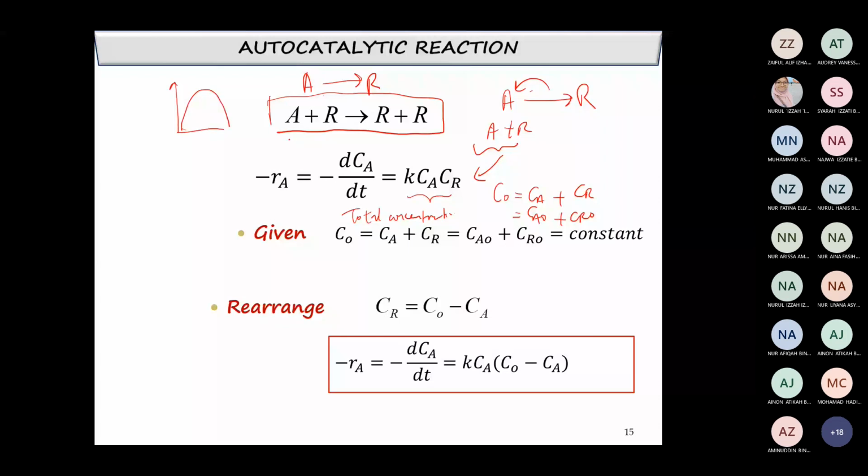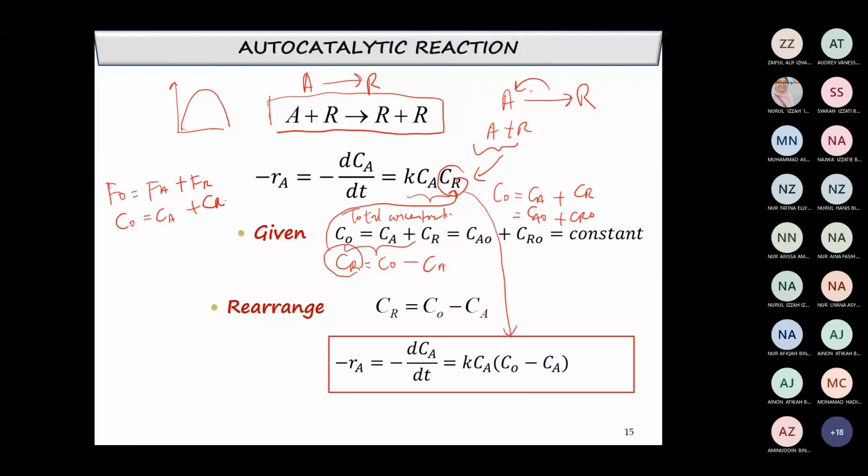Okay, so rearrangekan dia. Okay, for example, we have F naught is equal to FA plus with the FR. Okay, so C0 is equal to CA plus with the CR. Okay, so daripada sini rearrangekan dia, letak CR dalam satu tempat. So CR is equal to, masukkan lah C0 minus CA. So masukkan balik CR ni dalam sini. Okay, that's why you akan dapat this one. This one mewakili CR. Okay, catalyst dia lah.